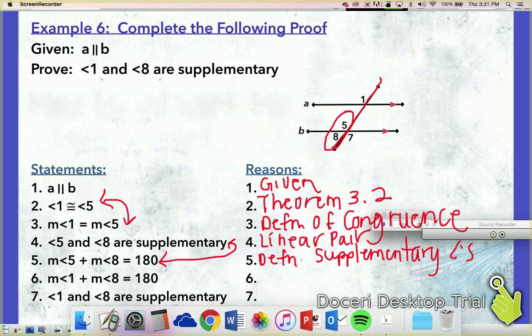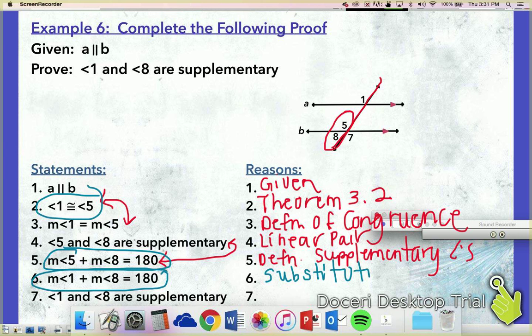Now sometimes you got to go back and look at things to figure out what's going on. So they tell me this. Well, I know 5 and 8 are 180 and that 1 is congruent to 5. So what am I doing when I put 1 in there instead of 5? I'm using substitution. Now I can say they're supplementary because I know they're 180 degrees. That's the definition of supplementary angles.